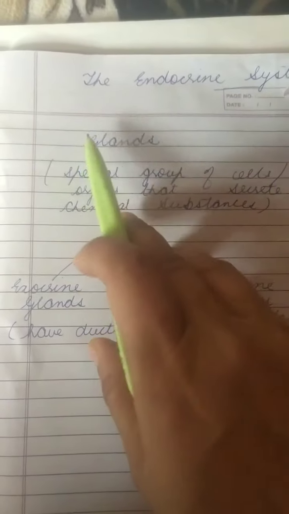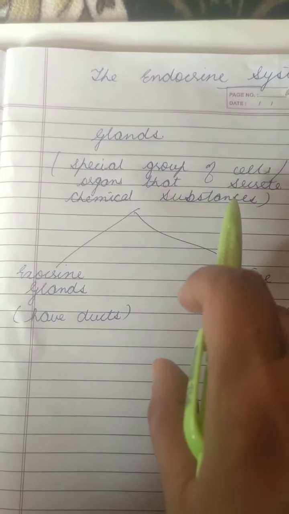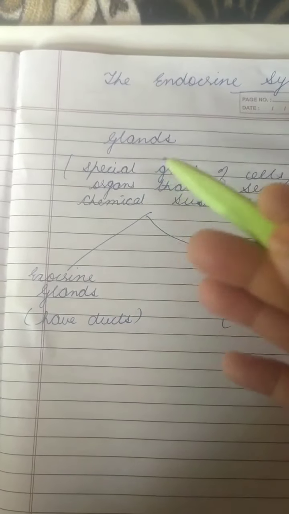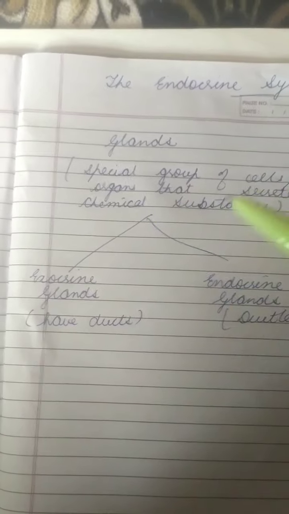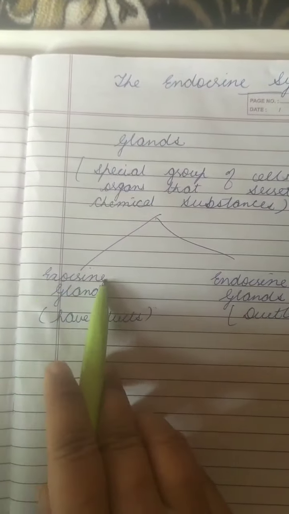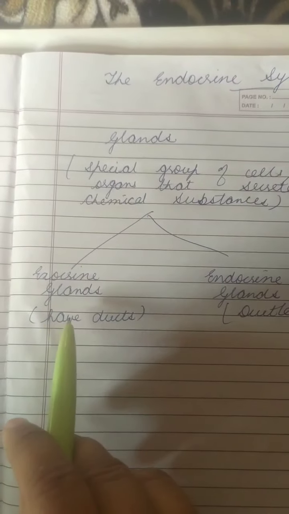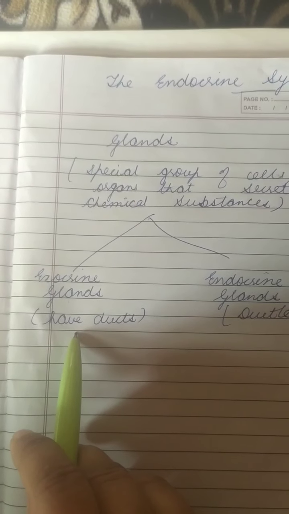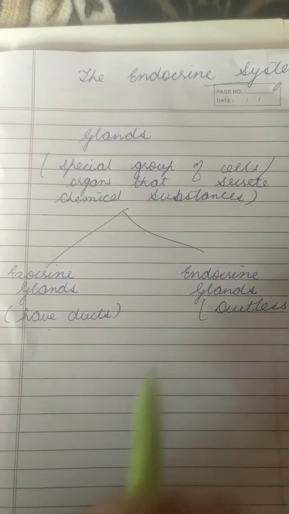Students, first of all, before starting this chapter, we should know what glands are. So glands are specialized groups of cells or organs that secrete chemical substances such as saliva and enzymes. They are all included in the specialized chemical substances. Now glands are divided into 2 parts. One is exocrine glands and the second is endocrine glands. The exocrine glands are also known as glands with ducts, and endocrine glands are known as ductless glands.